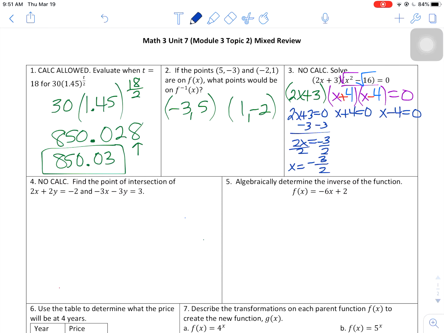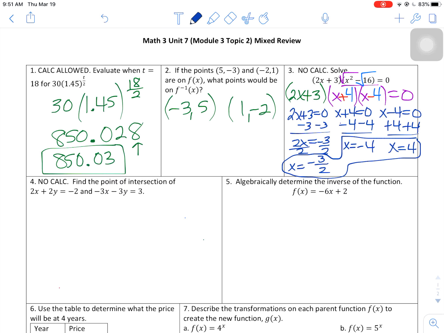So negative 3 halves. Let me make that 3 look a little bit more like a 3. Negative 3 halves is one answer. Negative 4 is a second answer. And then positive 4 is a third answer. That's it. That's all they're looking for on that one.